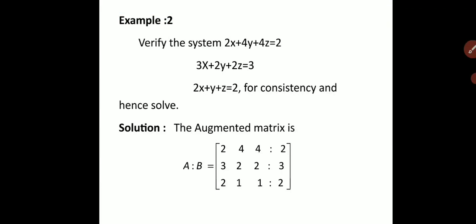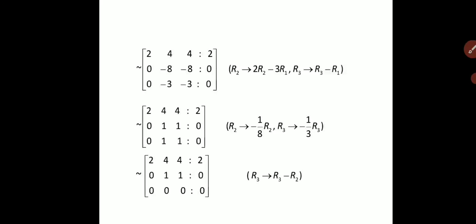Let us take one more example. Verify the system 2x plus 4y plus 4z is equal to 2, 3x plus 2y plus 2z is equal to 3, 2x plus y plus z is equal to 2 for consistency, and hence solve. First you have to write the augmented matrix. Here the augmented matrix is like this, that is, the coefficients of these equations. Next, again as you have done in previous cases, you have to find the rank of this matrix.